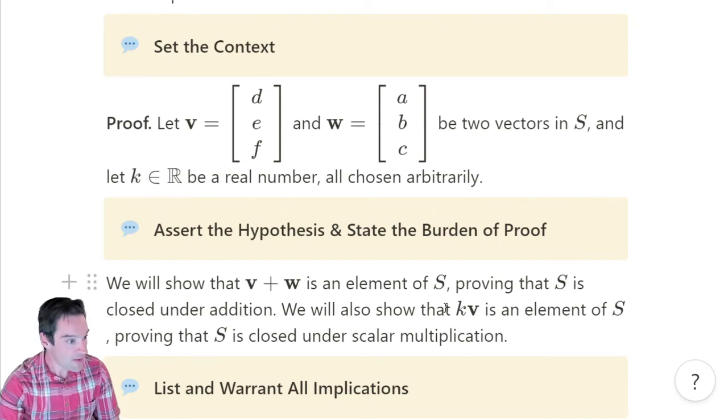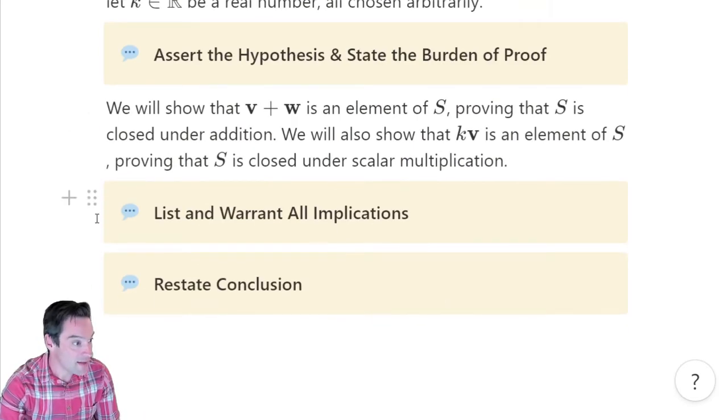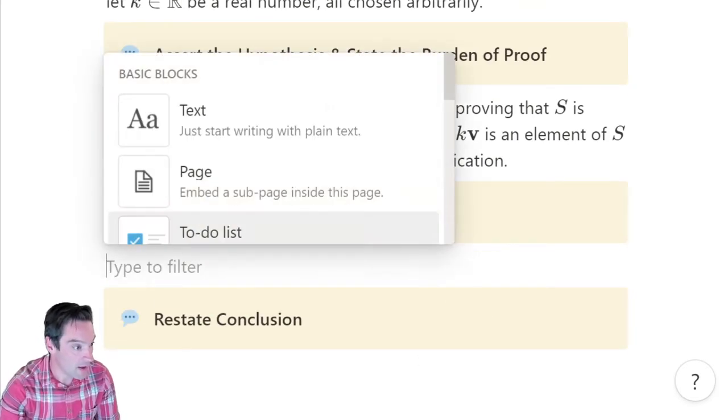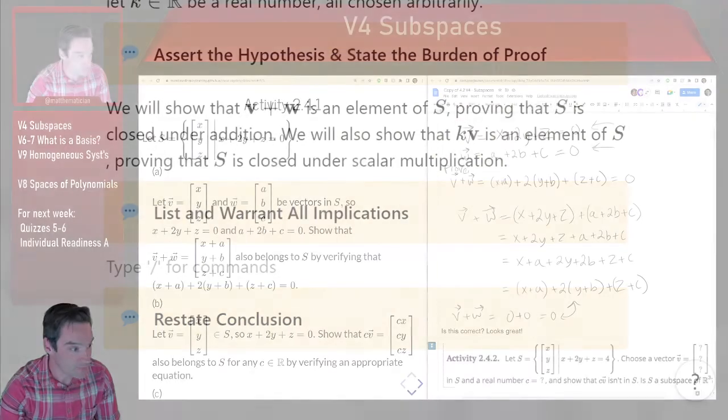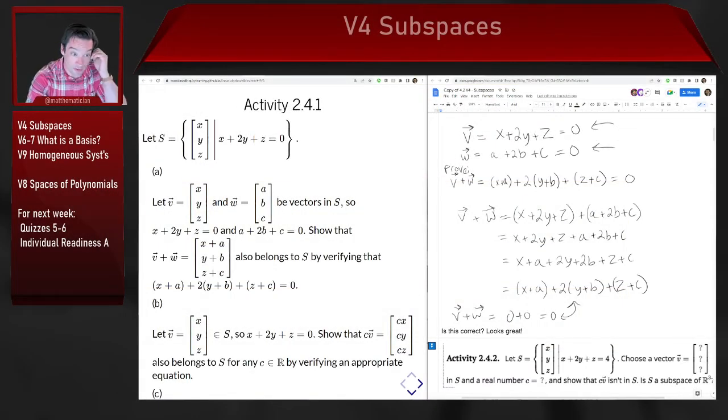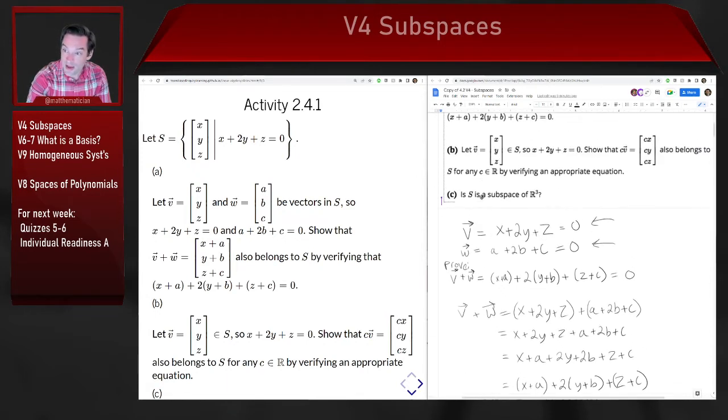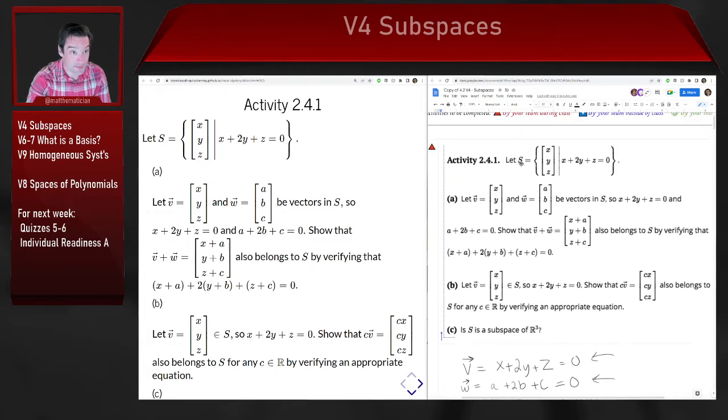Okay, so with that rescue having been made, let's turn the cocktail napkin work from over here into a list and warrant for our implications. So what's our burden of proof? We want to prove that v plus w is an element of the set S. And to prove that, we need to prove that its x-coordinate plus twice its y-coordinate plus its z-coordinate is equal to 0.